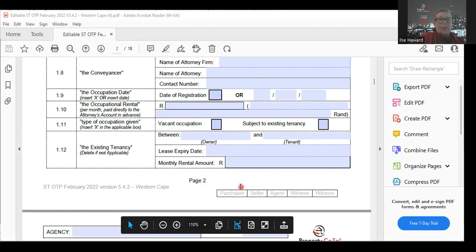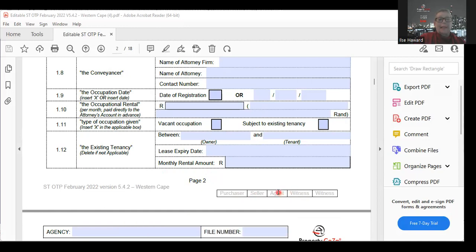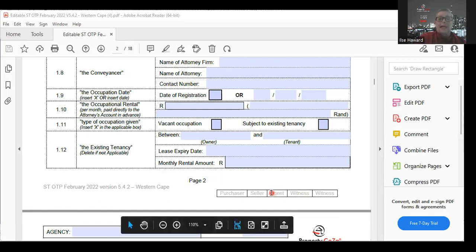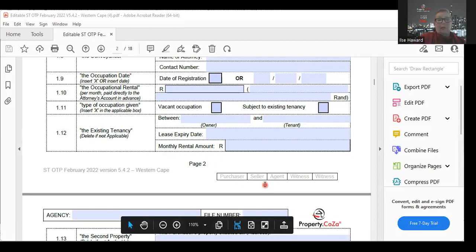At the bottom of your pages, remember your purchaser initials, your seller initials, the agent initials, and a witness. If you are a candidate agent, you initial under witness. If you are full status, you initial under agent. If a candidate agent initials under witness, the mentor must initial under the agent.